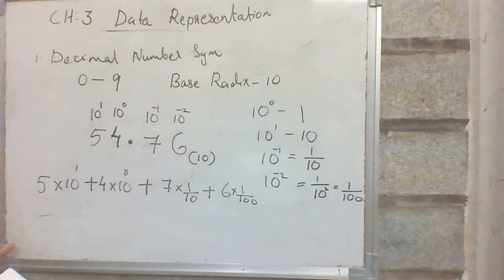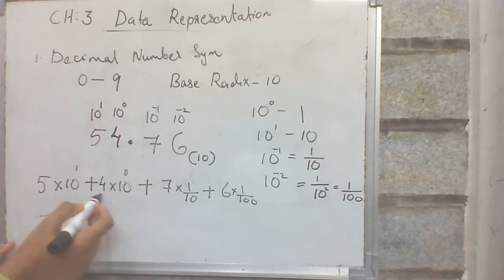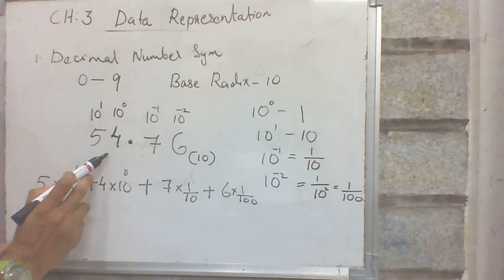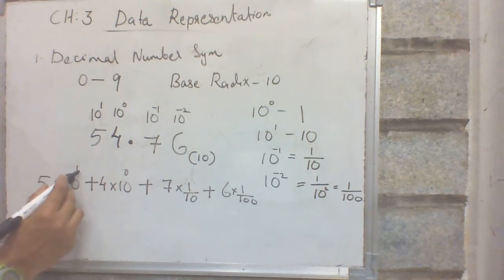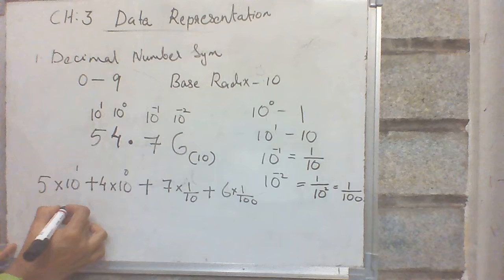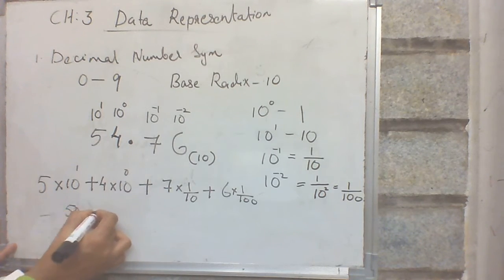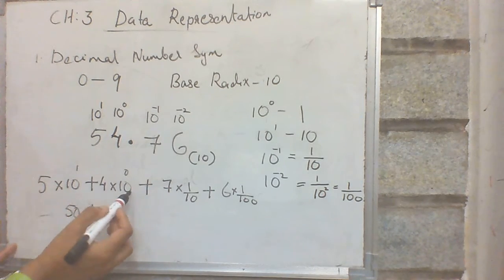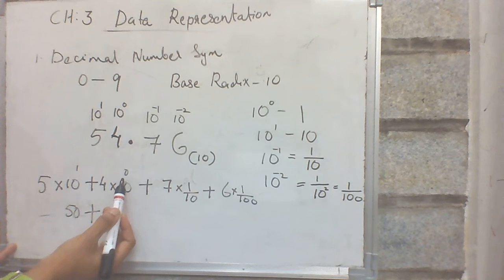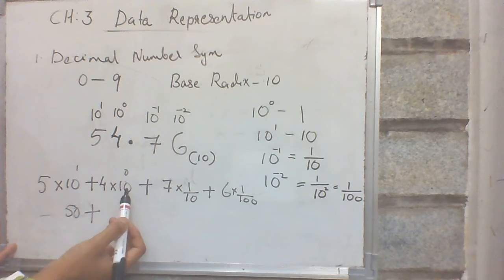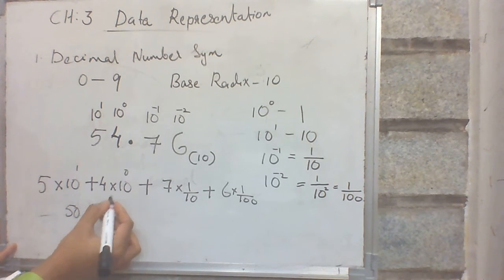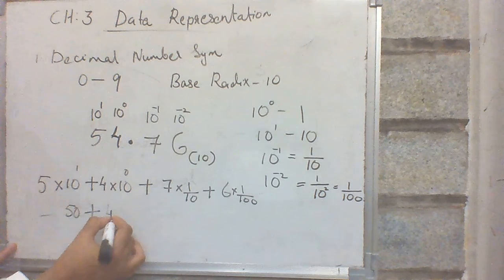Like that we can represent this number. When you calculate, you will get the result 54. What's the value of 10 to the power 1? 10. 5 into 10 is equal to 50. Plus, what is the value of 10 to the power 0? 1. That is, 4 into 10 to the power 0 is equal to 4 into 1, which is equal to 4.